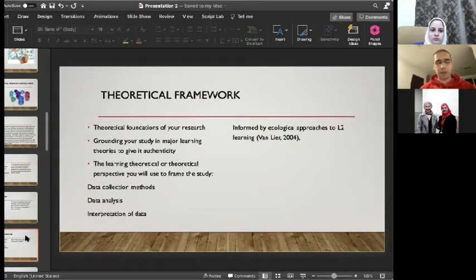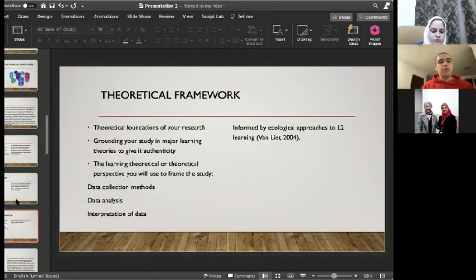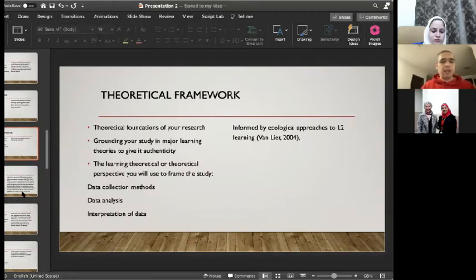After that comes the theoretical framework. In research studies, the theoretical framework is really important because it's the theoretical foundation of your research. It's typically a learning theory or a theoretical perspective that you will use to frame your study. It grounds your study in a major learning theory to give it authenticity and credibility, because it guides and informs how you collect data, how you analyze data, and how you interpret data. And in the proposal, you don't need to be so elaborate about the theoretical framework, just mention the theory and provide a citation like I did here, informed by ecological approaches to L2 learning. So the reader or the audience know that your analysis and your data collection and your findings are framed in a key learning theory or a theoretical framework.